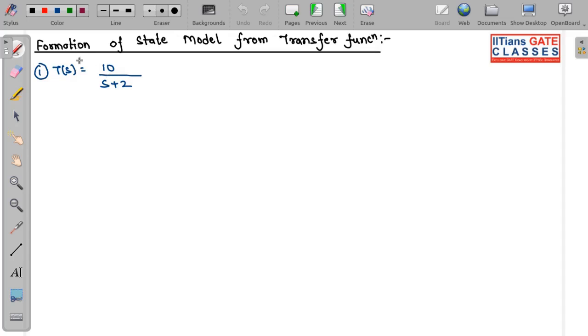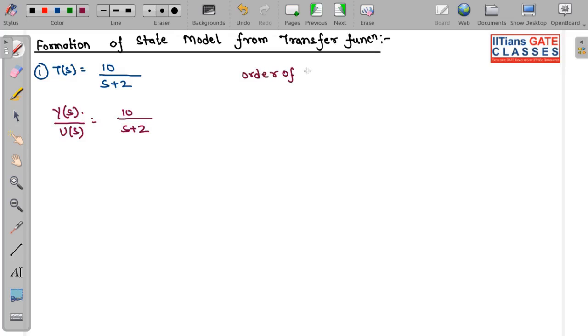So if suppose we have a transfer function, it looks like this. So how do we form the state model? Okay, so let us see. Basically here what is the order of the system, or order of the transfer function? So let me write this as Y(s) by U(s) is equal to 10 by s plus 2. So order means what? The maximum number of poles in the system or the highest power of your denominator in the transfer function. So that you can see is 1.